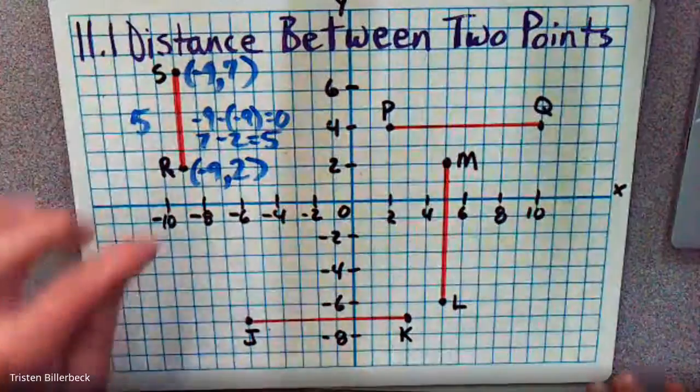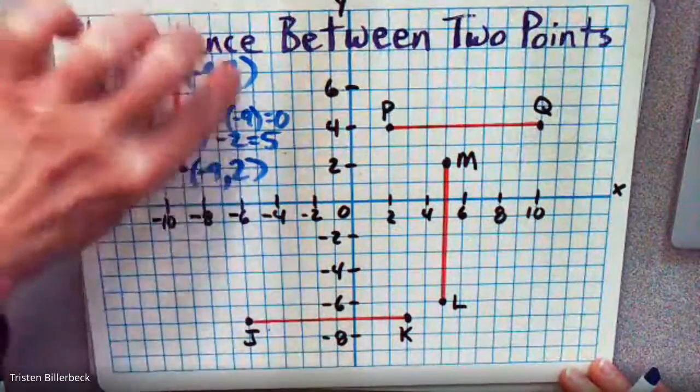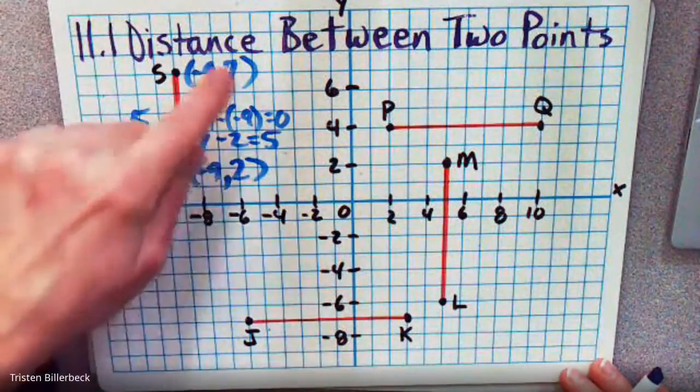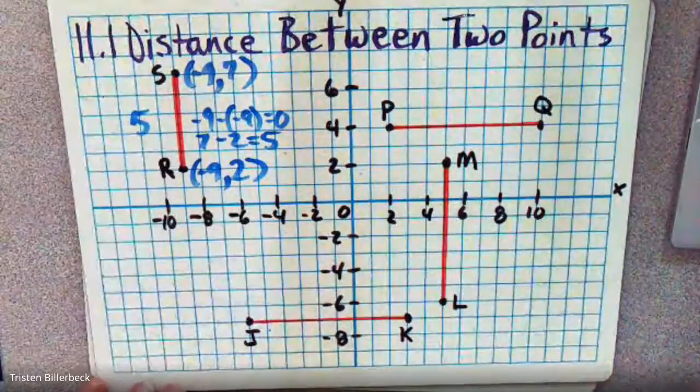Okay, so the only difference that these 2 points had was in the y's, which we can see changes in the y direction. So we subtracted the y's and we got 5.